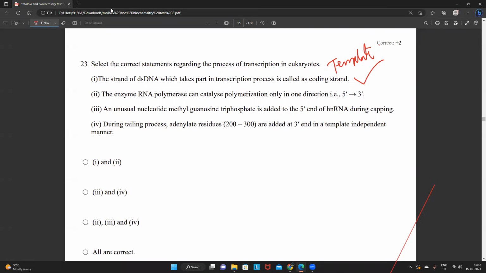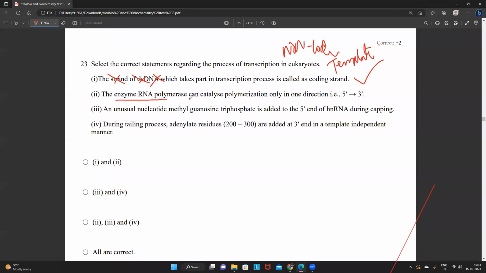So everyone, obviously it is a false statement. Coding strand you never call the template strand. Always remember, only the non-coding strand you call the template strand. So option 1 is the wrong option.